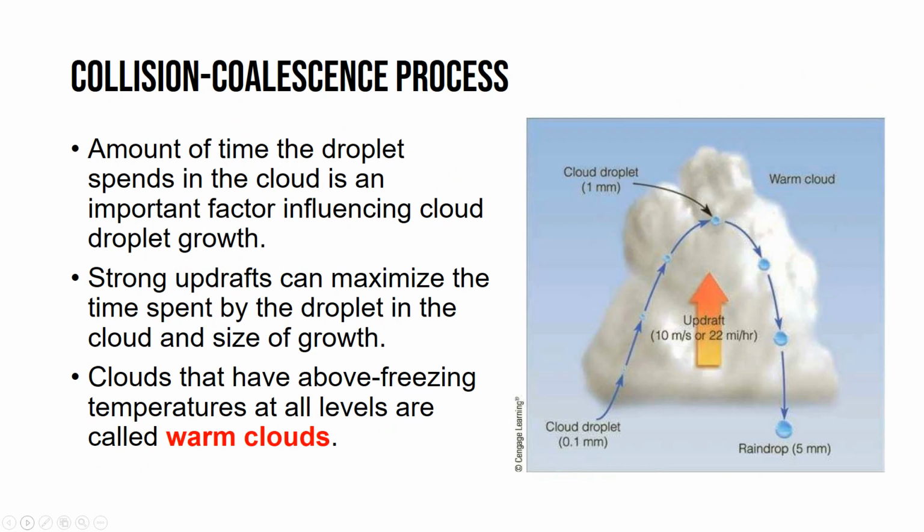Next, the amount of time the droplet spends in the cloud is an important factor influencing cloud droplet growth. Strong updrafts can maximize the time spent by the droplet in the cloud and the size of growth. Clouds that have above freezing temperatures at all levels are called warm clouds. In other words, if the droplet stays longer within the cloud, there is a larger chance for it to grow much bigger. So warm clouds, as I've told you a while ago, are clouds that have above freezing temperatures.